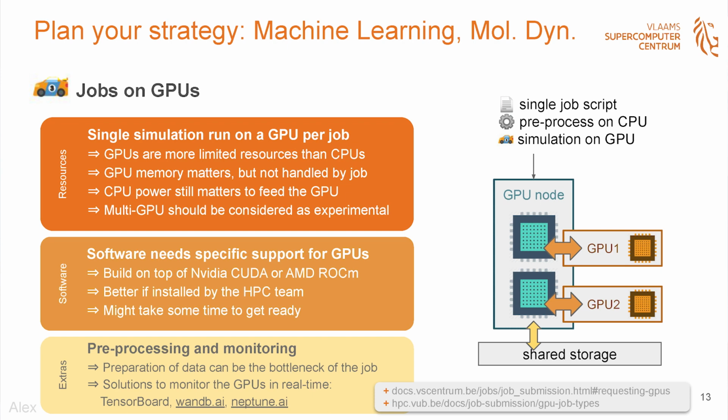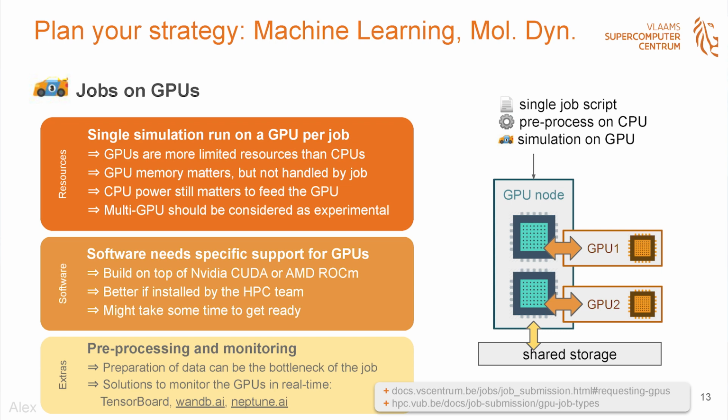Also, CPU power for the GPUs is important. Your job will carry out some preparation of the data for the GPU. And that takes time, that takes processing power, and that might become the bottleneck of your job if you do not request enough CPU resources for your GPU job. So take that in mind.